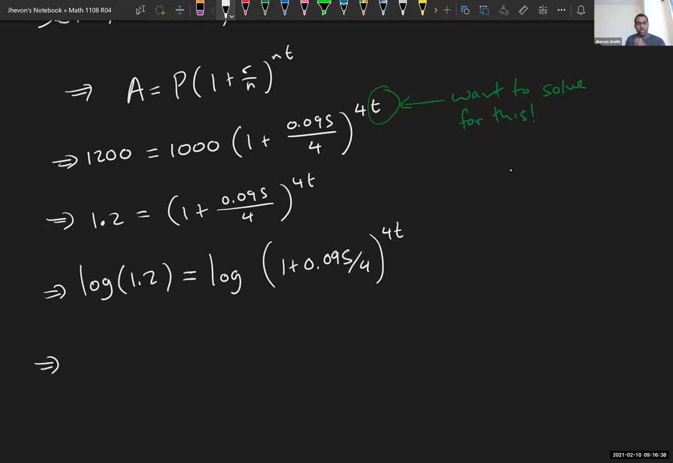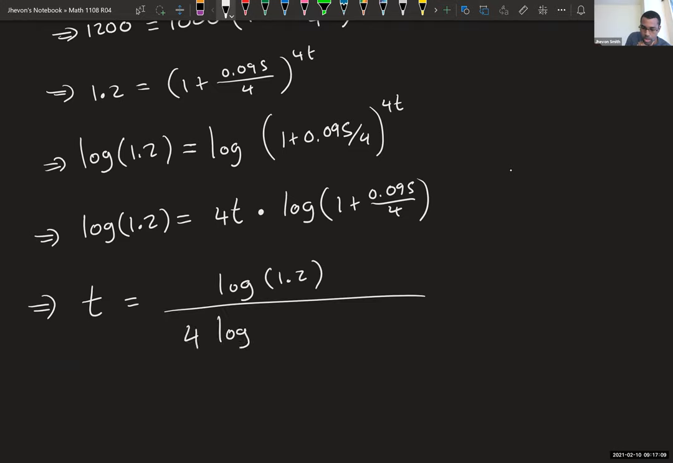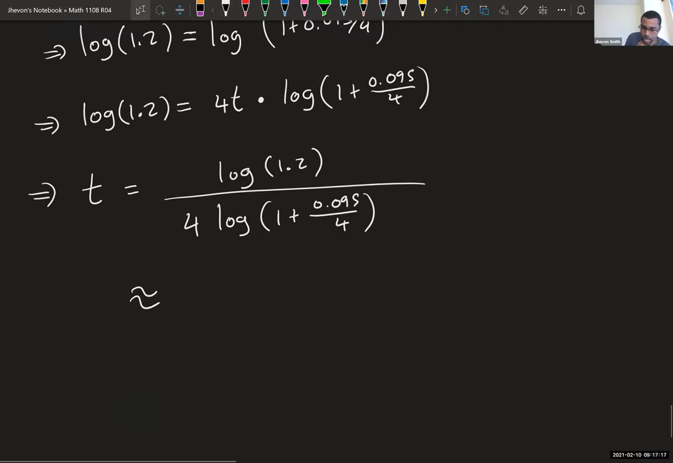And what does that allow you to do? Pop the 4T out in front. Right, so the 4T would come down in front. And then what? Divide both sides by log of 1 plus. And you can divide by the 4 at the same time. So you'd have log 1.2 divided by 4 log of 1 plus 0.095 over 4, right? And that would be your T. And that is going to be in years.